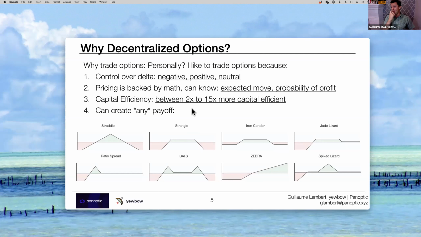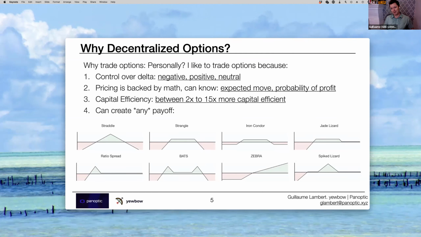So even with the mildly successful options protocols like Opyn and Premia, there's a few of them that seem to also go in the right direction, but the composability is actually not quite there yet. So that's why we had to start from scratch and create a real options protocol where the core primitive is UniV3.